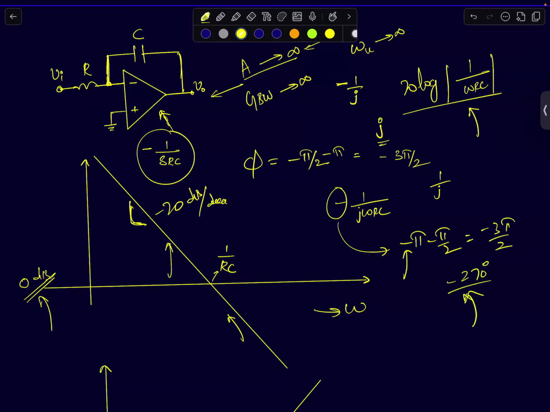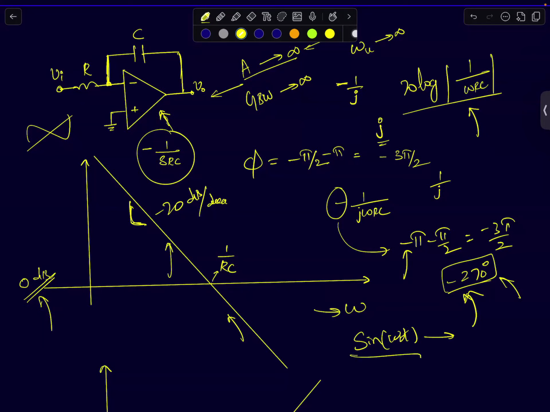So an integrator, no matter what the frequency of the signal is, you feed any sinusoid as an input to this integrator, the output sinusoid will be phase shifted by minus 270 degrees. So generally, if you feed sine of omega naught t, output frequency will remain the same. But minus 270 degrees is also equal to plus 90 degrees.